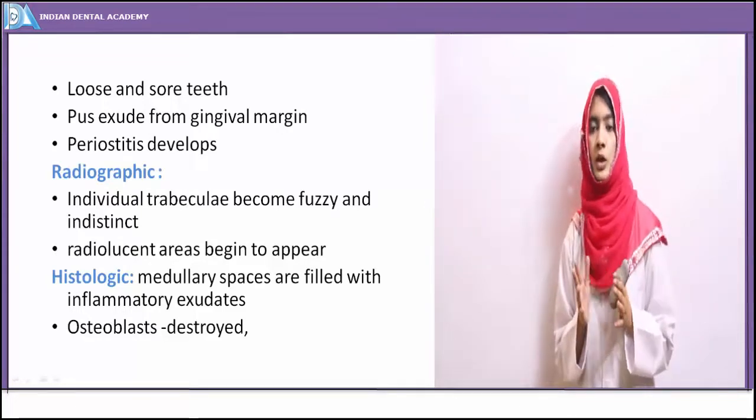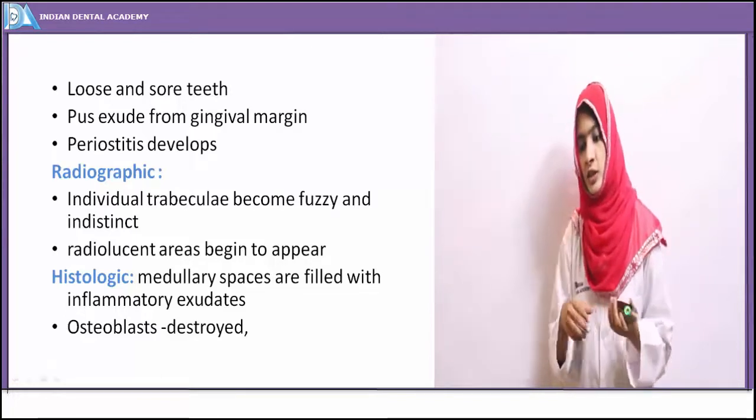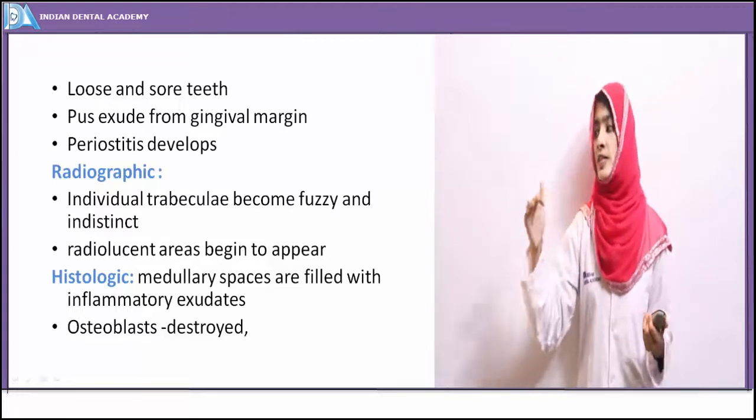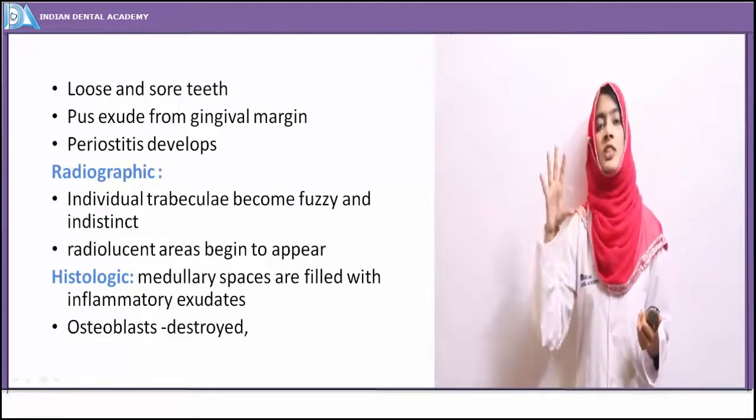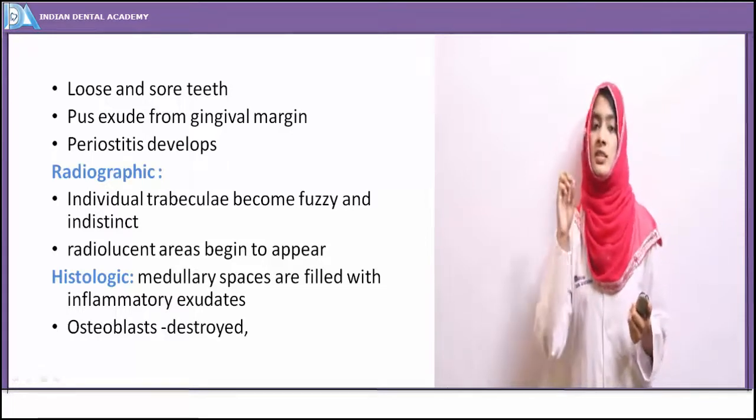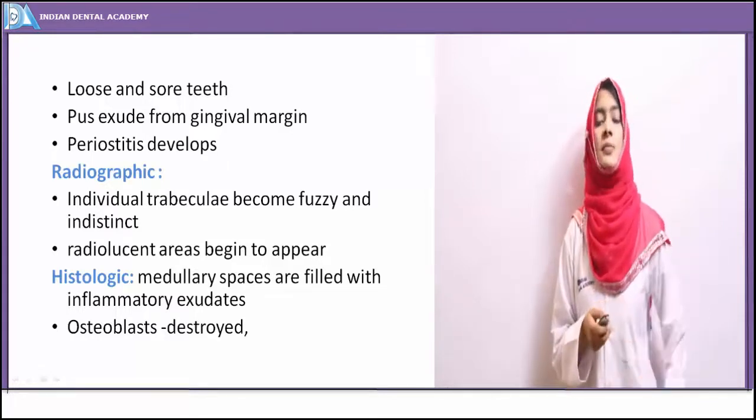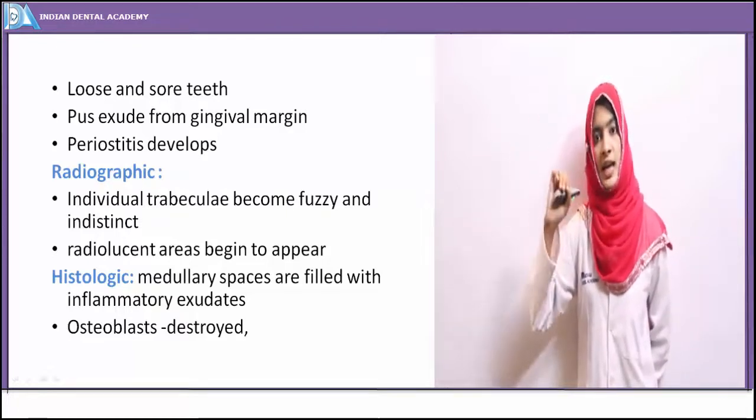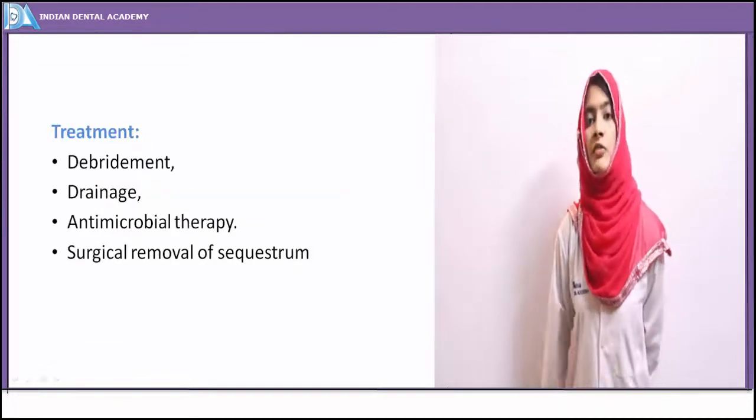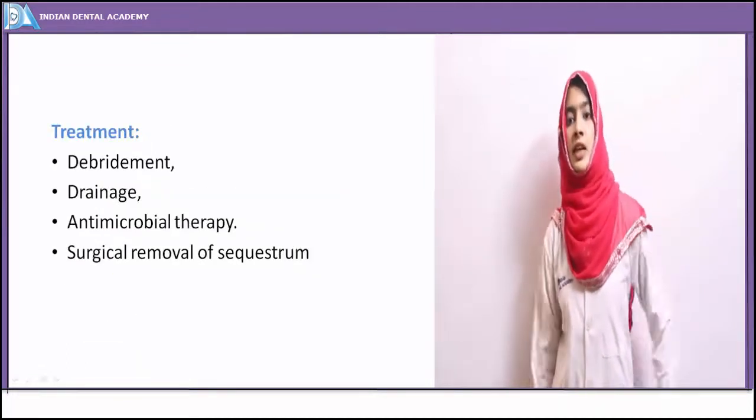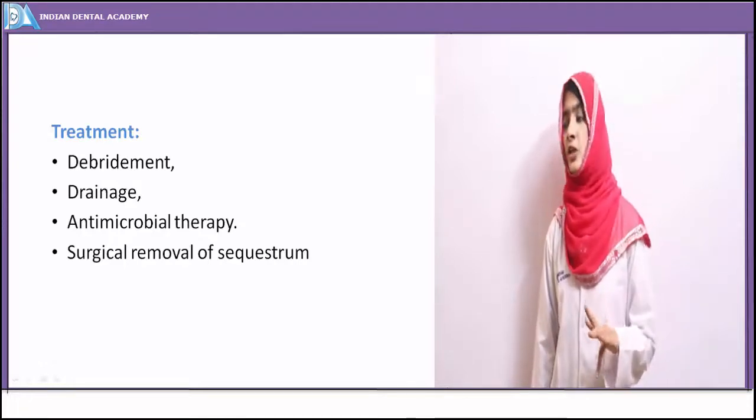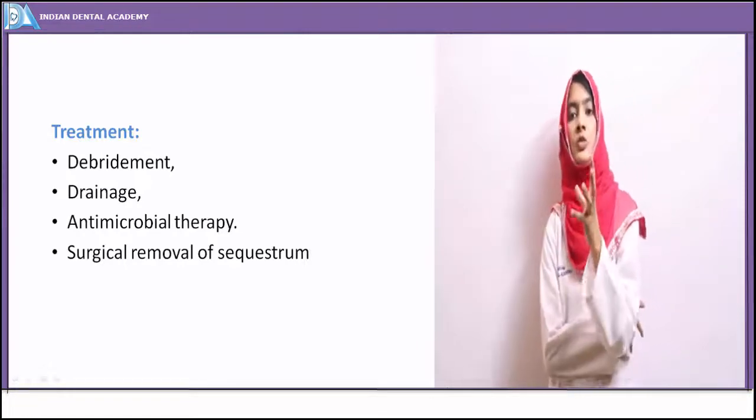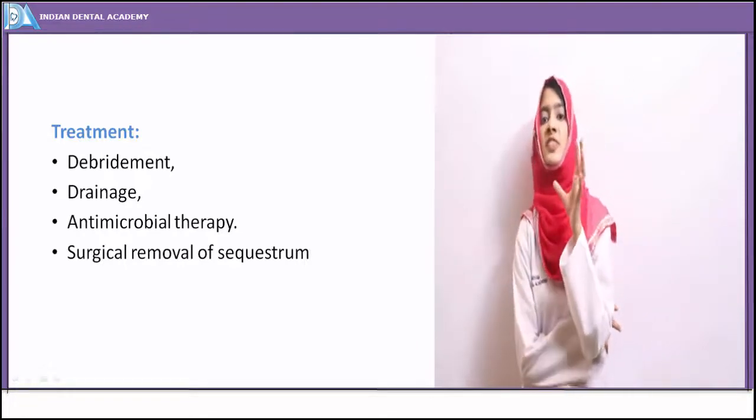And when you see the microscopic picture, osteomyelitis basically involves the inflammation of the marrow spaces, right? The medullary spaces are filled with excessive inflammatory infiltrates or inflammatory exudates, that is the lymphocytes, polymorphonuclear leukocytes, plasma cells may predominate, and sometimes the osteoblasts which are bordering the cortex of bone are destroyed. Treatment for this acute suppurative osteomyelitis is drainage of the abscess, debridement of that particular area, and as I told you, this inflammation leads to necrosis of the viable bone, leading to formation of a sequestrum.